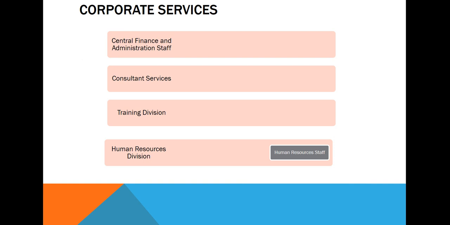In addition to your direct line reports, as shown in the previous organisational chart, you will also work with other senior staff who will provide you with direction, instruction and feedback. These are senior staff with specific roles that you also need to show respect to and follow their directions, whether they are from central finance and administration, consultant services, the training division or human resources.